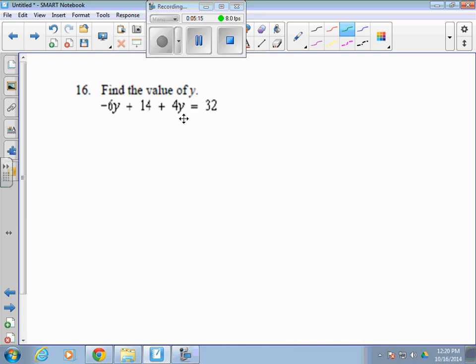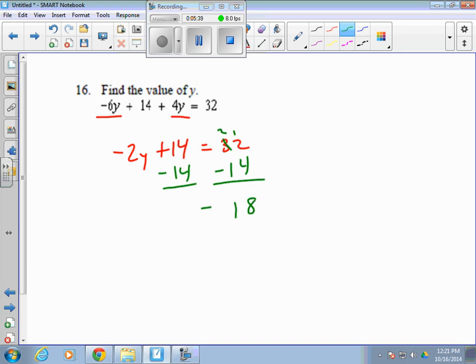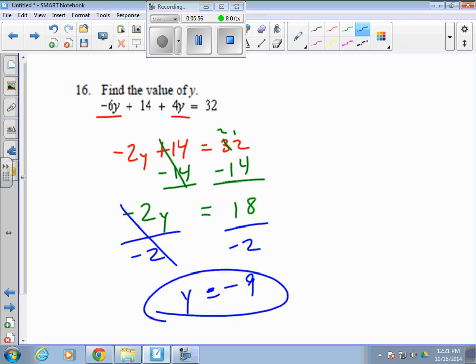Number 16 says find the value of y, so we just simply solve for y still. Combine all your like terms, negative 6y and positive 4y. Negative 6y and positive 4y is going to be negative 2y plus 14 is equal to 32. Get rid of your plus 14 by subtracting it. If you do it there, do it here. 32 minus 14, borrow from that one. 12 minus 4 is 8. 2 minus 1 is 1. So you have 18. This cancels out. Negative 2y equals 18. Get rid of negative 2 times something by dividing by negative 2. Do it here. A positive divided by a negative, opposite signs, is always going to be negative. And 18 divided by 2 is 9. Y equals negative 9.